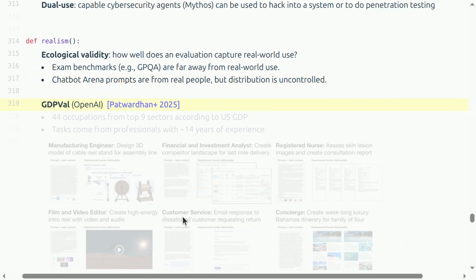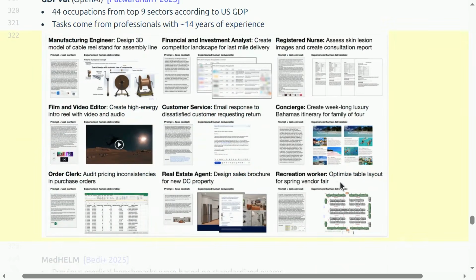There's this OpenAI-created benchmark called GDP-Val. They looked at the top 9 sectors according to US GDP, 44 different occupations, and got a bunch of professionals to create tasks. These are professionals with about 14 years of experience. You can see people who are nurses, who work as concierges, real estate agents, film and video editors, and so on and so forth. And they created a bunch of tasks.